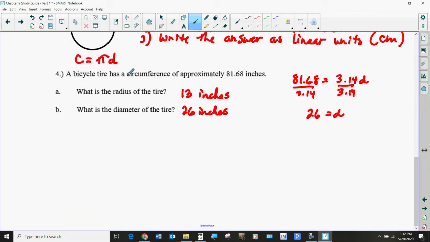So here, a bicycle has a circumference of approximately 81.68 inches. So if we're going to find the radius of the tire, we need to go through a process here where we find the diameter first. So take the circumference divided by pi. That gives you something really close to 26. And so we'll go ahead and label that for the diameter of the tire, and then the radius is half of that, so that would be 13.